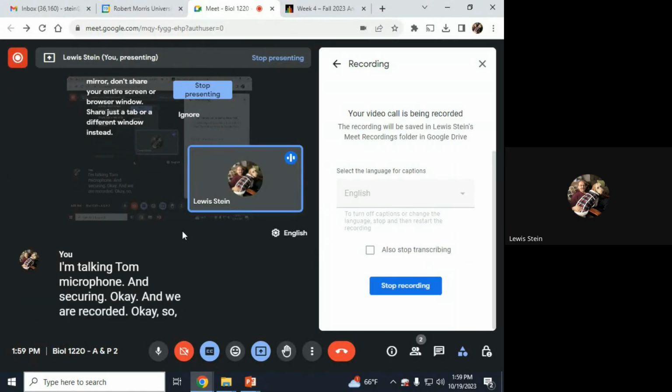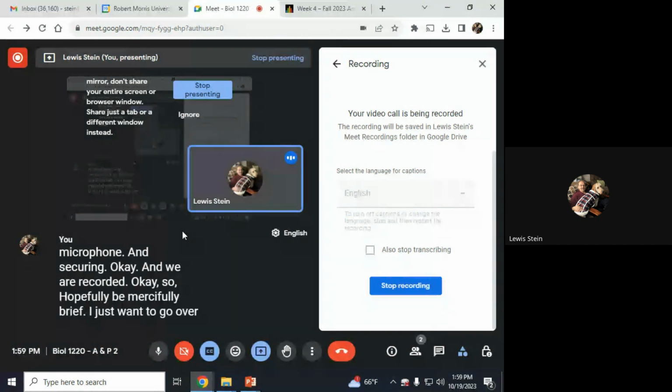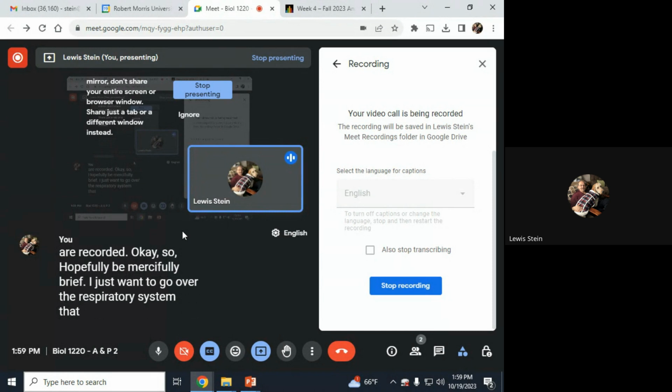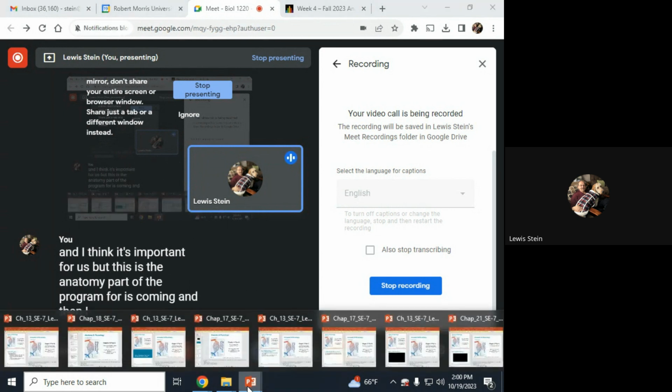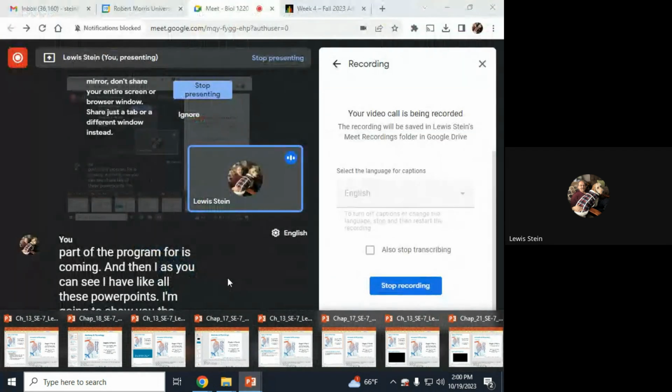So I'll hopefully be mercifully brief. I just want to go over the respiratory system. The interesting part about respiratory is not next week, but the week after, when we'll look at the pulmonary function studies. I think from a physiological standpoint, that's important for us. But this is the anatomy part of the program forthcoming. And as you can see, I have all these PowerPoints, and I'm going to show you the slides and give you the logistics for next week.